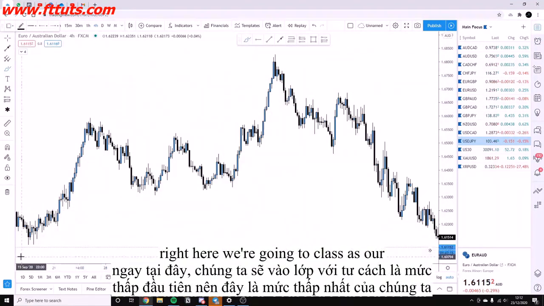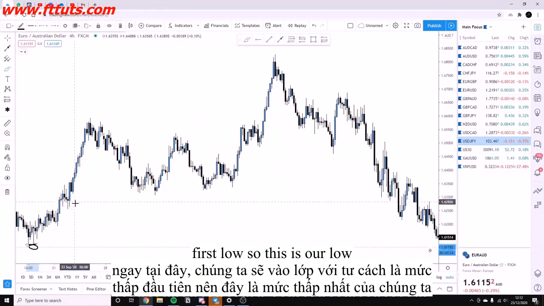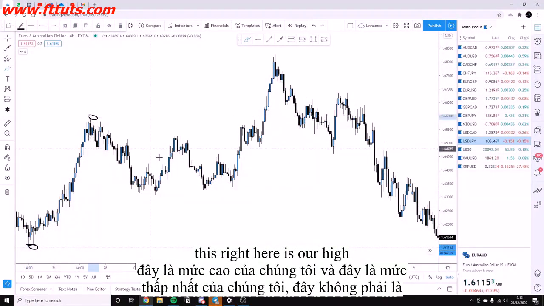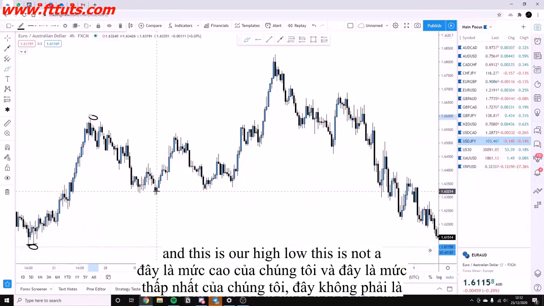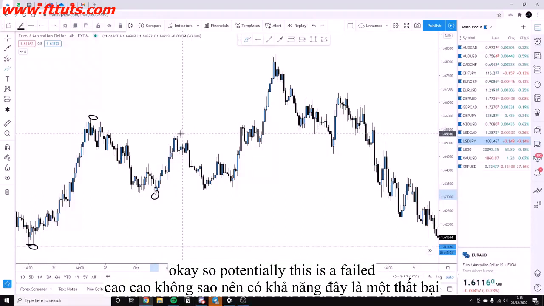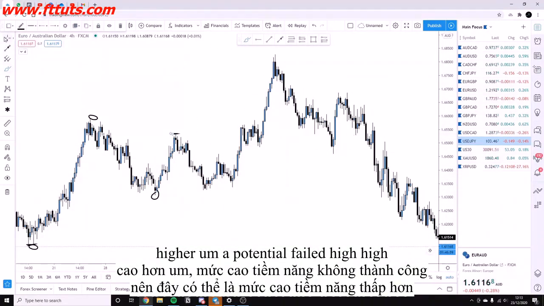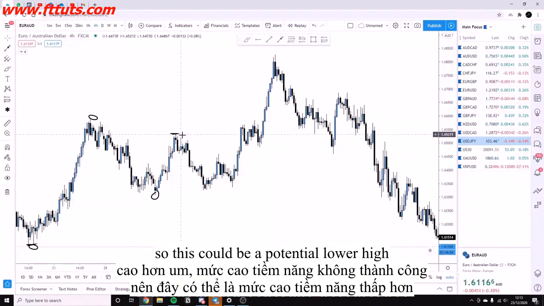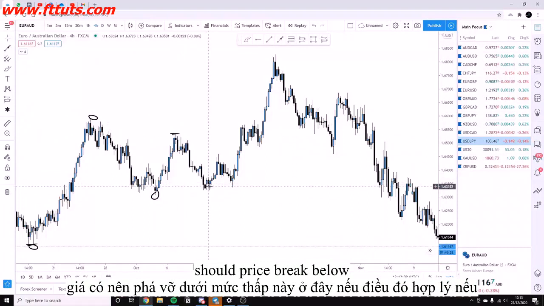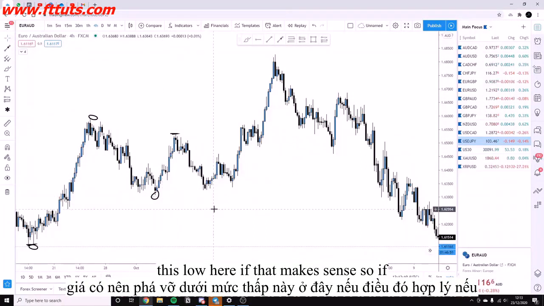So this right here we're going to class as our first low. So this is our low, this right here is our high, and this is our higher low. This is not a higher high, okay? So potentially this is a failed higher high. So this could be a potential lower high should price break below this low here, if that makes sense.